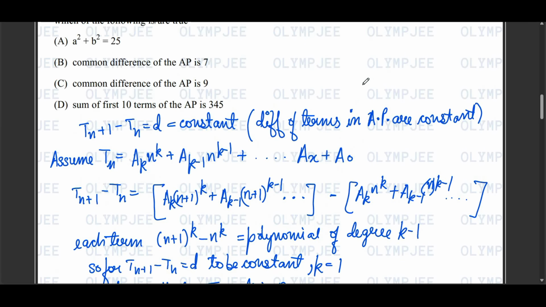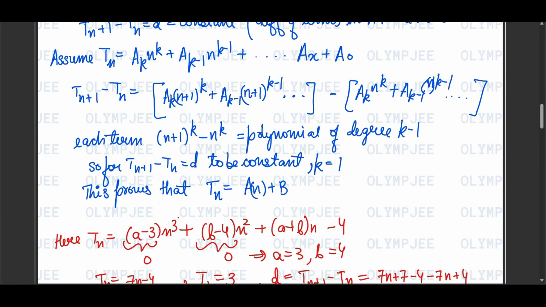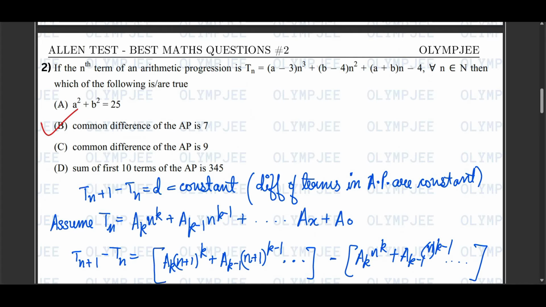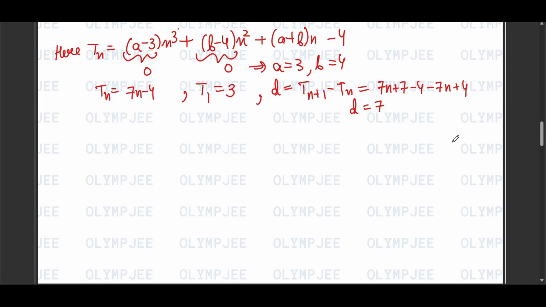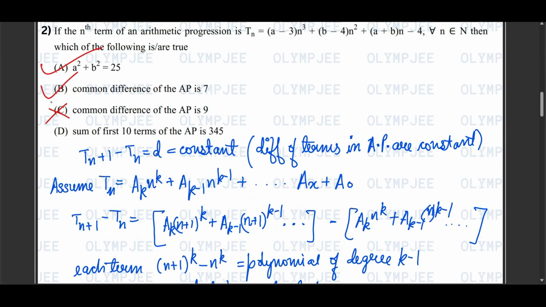So let us see. Common difference is 7, and a square plus b square was 16 plus 9, which is 25. So this is wrong. Let us check D. The sum of the first n terms will be n by 2 multiplied by (2a plus (n minus 1)d). Hope you all know this formula. So this will come out as 345. So option D is also correct. So the answer for the second question is ABD.